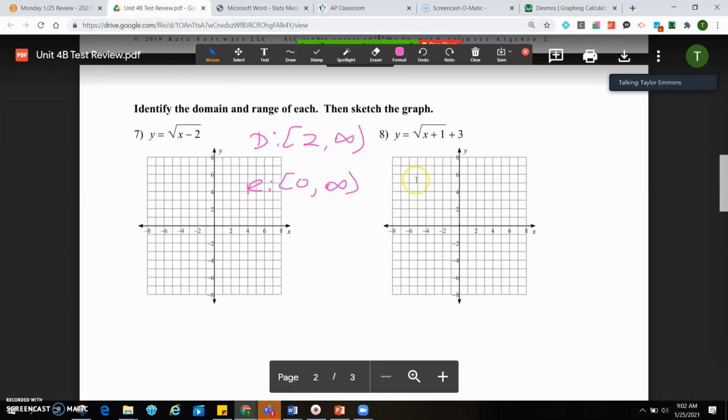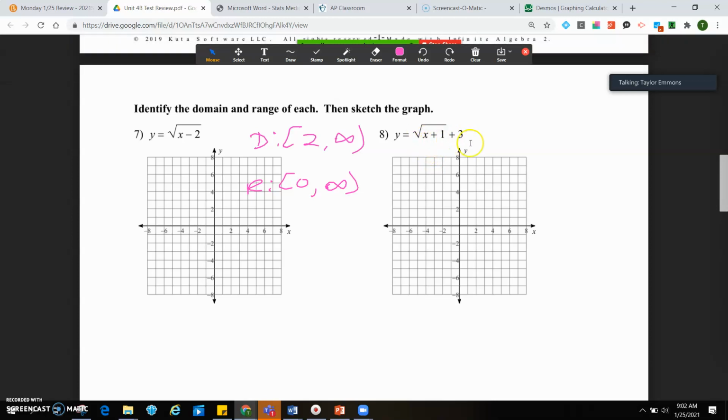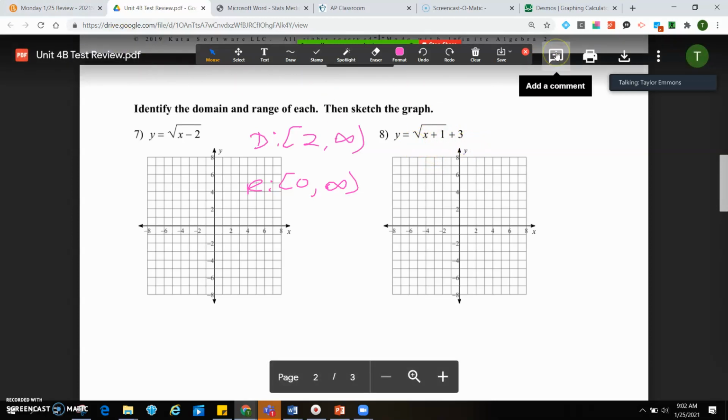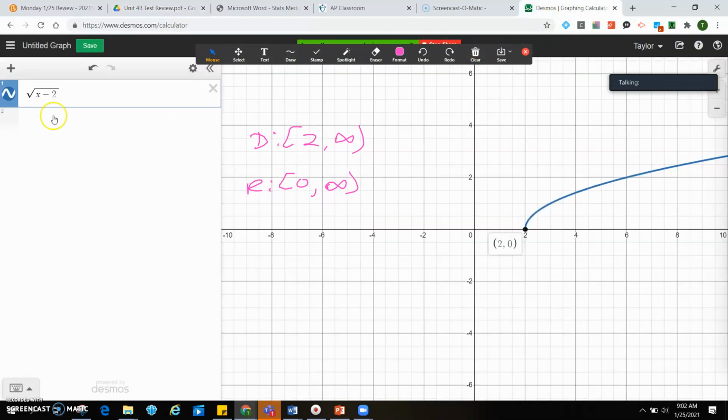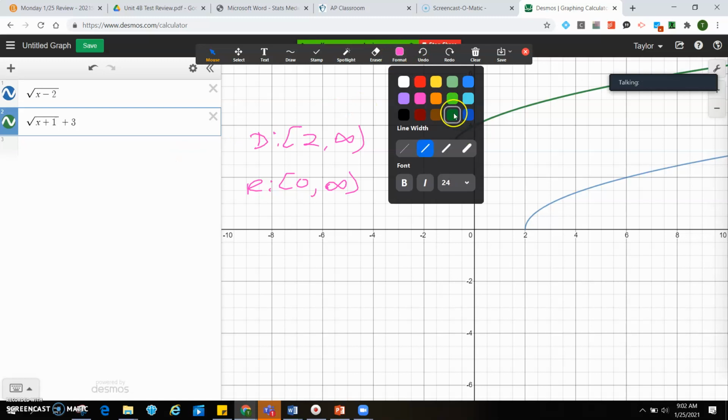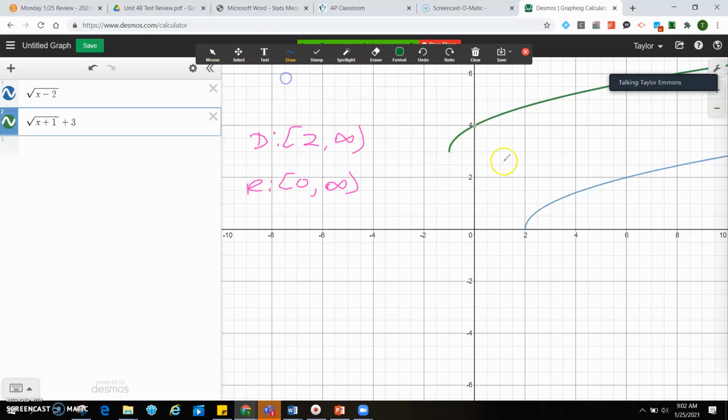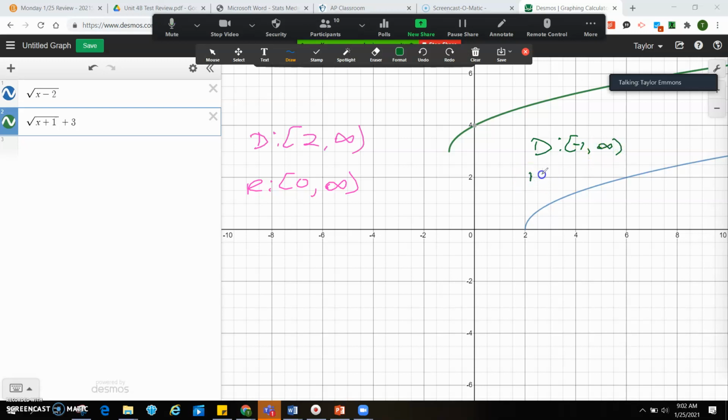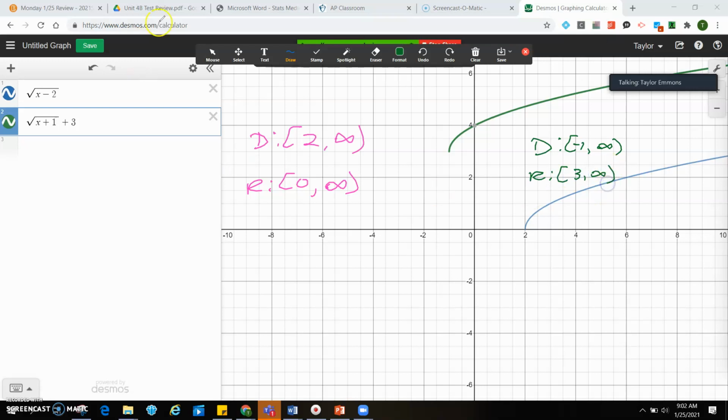Coming back to the second one, it's the square root of x plus 1, plus 3. So I'm going to go back into Desmos: square root of x plus 1 plus 3. And this is my dot right here. So if I'm writing out the domain for this guy, I'm going to say from negative 1 to positive infinity. And my range is going to be from 3 to positive infinity.